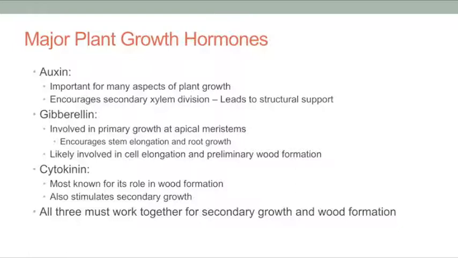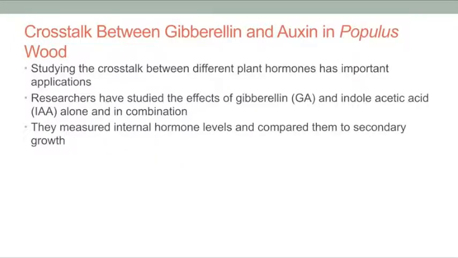Plant hormones work together to achieve common goals. Auxin, gibberellin, and cytokinin all have similar effects, and no single hormone is more important than the rest. Studying the crosstalk between different plant hormones has important applications. Among others, it is important for maximizing tree wood production for industrial uses.